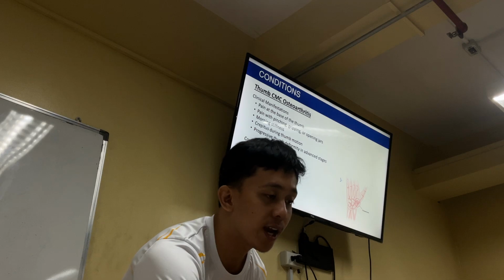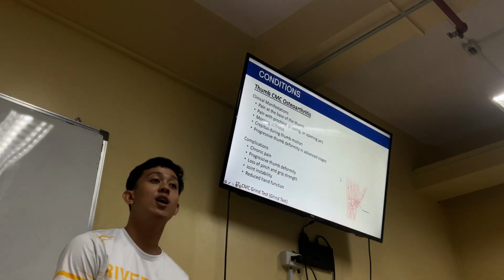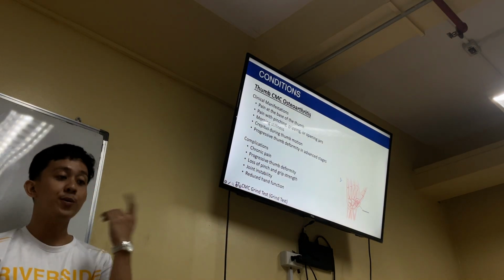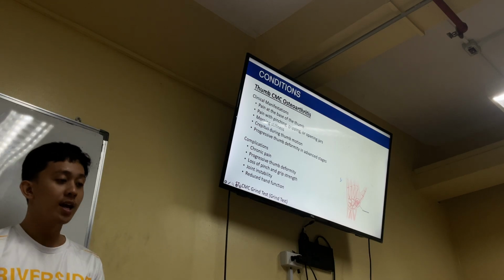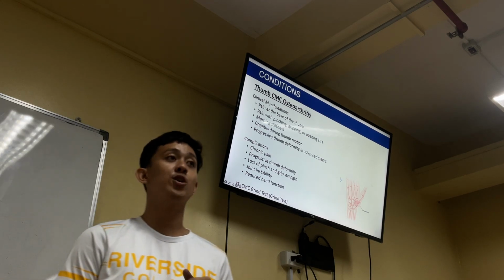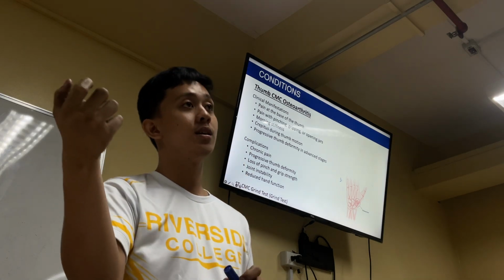CMC, your carpometacarpal grind test. There will be axial compression of your metacarpal into the trapezium. The test is positive if the patient feels any pain. The grind test is especially for osteoarthritis. This is to elicit the pain.